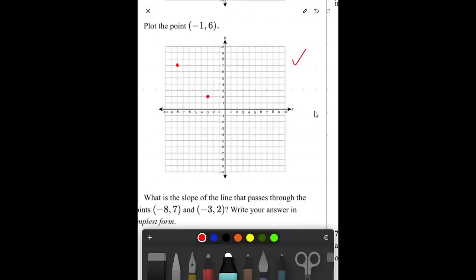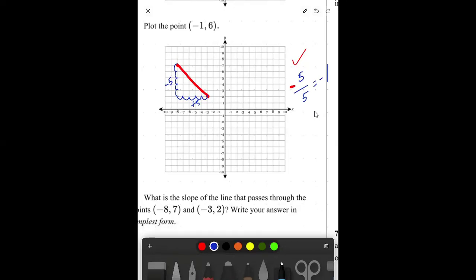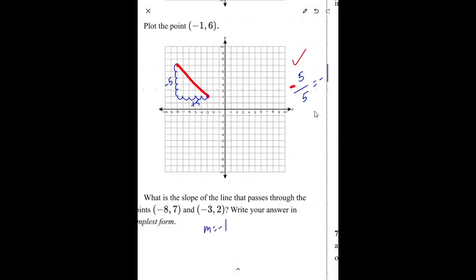There's my point. You don't have to draw the line through it, but it helps. You can see this is going to be a negative slope. Now all we have to do is rise over run. I go down 1, 2, 3, 4, 5, so I went down 5, and then to the right 1, 2, 3, 4, 5, so right 5. My slope is -5 over 5, which is just -1. That's the slope. m is -1.